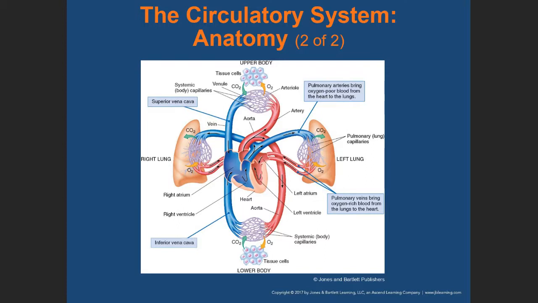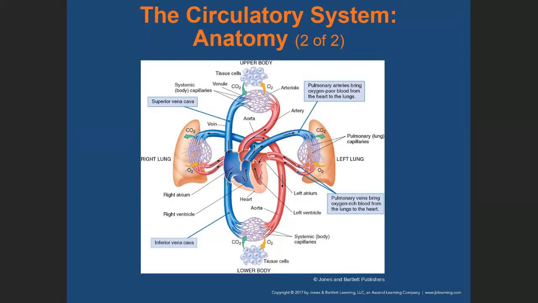Also, there is a valve inside of the pulmonary artery. It's called the pulmonic valve. That valve is present to prevent backflow of blood into the right ventricle. There is a valve inside of the aorta that's referred to as the aortic valve. The purpose of the aortic valve is to prevent the backflow of blood into the left ventricle.